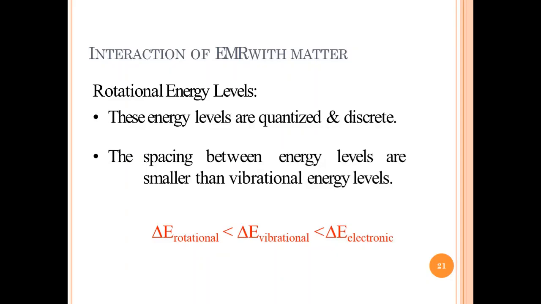Rotational levels are discrete, and the spacing between the energy levels is even smaller. So delta E rotational is less than delta E vibrational, which is less than delta E electronic. To understand this, draw two levels, E1, E2. In between these two parallel lines, write V1 and V2. In between V1 and V2, write R1 and R2. You can understand it in a better way.